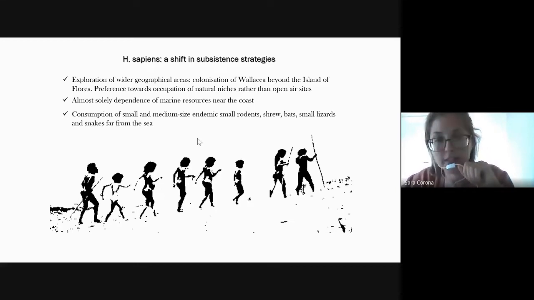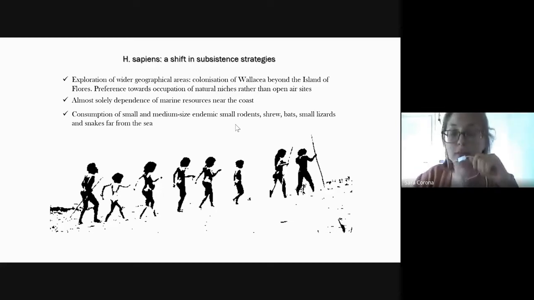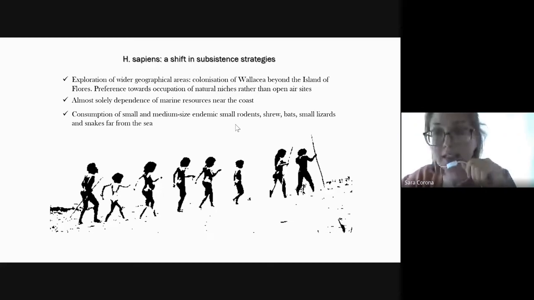But other authors highlight more the fact that anatomically modern humans actually had the technological capabilities to exploit these resources when pre-sapiens hominins didn't have them. If you could click one time again.